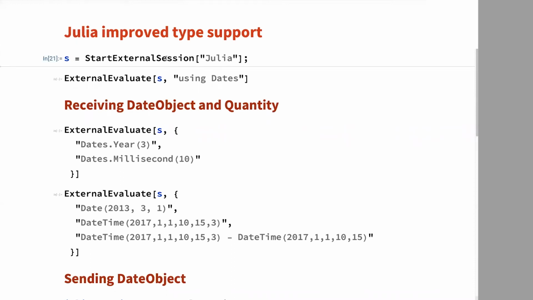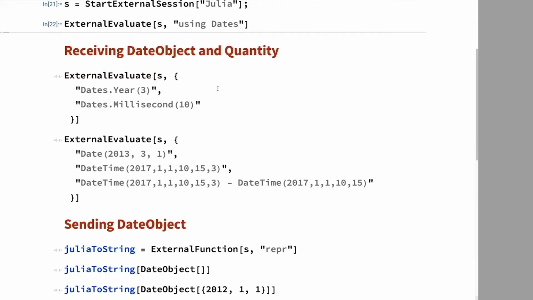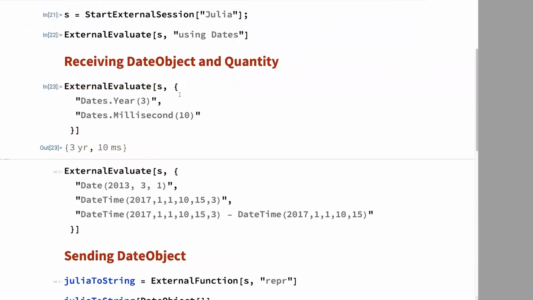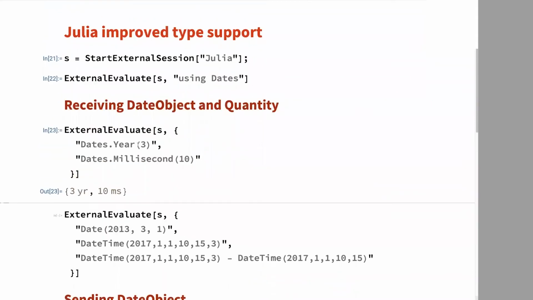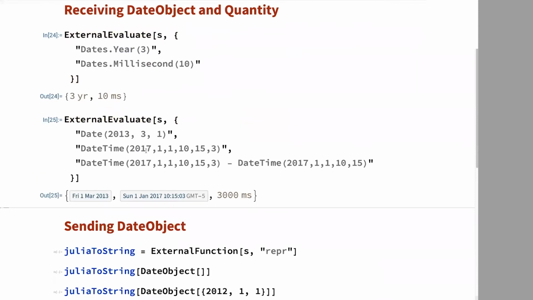Basically, you can start a session in Julia. You say that you want to use dates, and after you have done that, you can start to run commands. So this is basically an interval in Julia, an interval of time, 3 years or 10 milliseconds, and this is automatically converted for you as a quantity inside the Wolfram language. We're also supporting dates. Again, a date without time information is going to be a date object with date granularity.